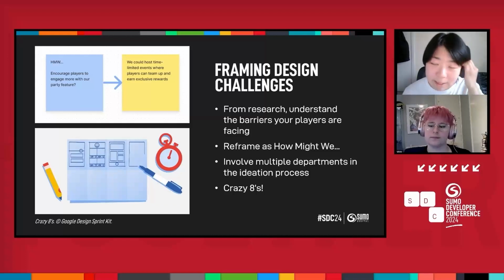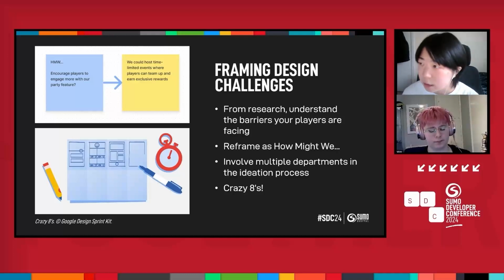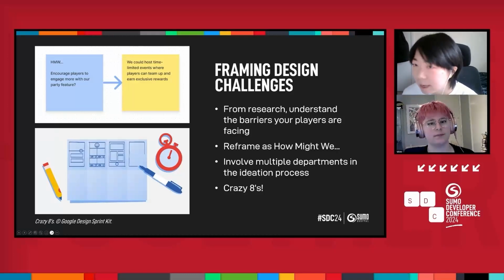So kind of to wrap up this section, we want to share some exercises that product designers use in order to zoom out and consider the whole system. The first exercise is framing design challenges with how might we questions or how might we statements. So take this example. From research or playtests, you discover a player problem. For example, the players aren't engaging with your social system as much as you would have liked or expected.